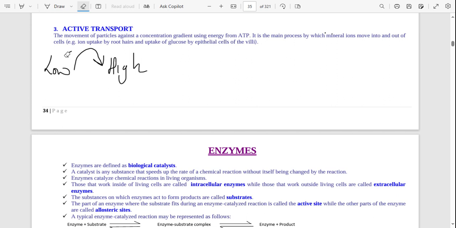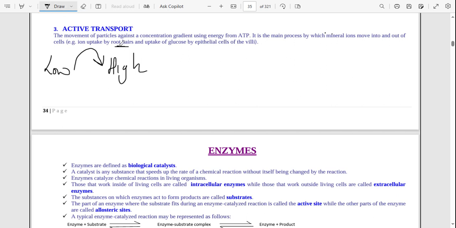And an example that we can give is for ions to be able to move from the root hairs and then go up the plant, it needs ATP, it needs energy because it is moving from low concentration to high concentration. Okay.